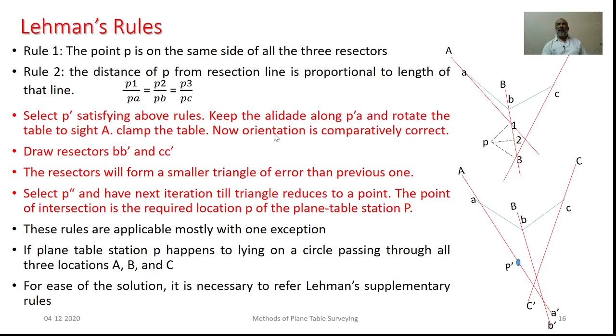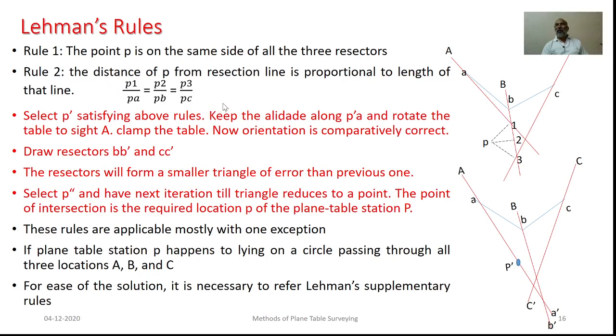The second rule tells us the distance of P from a resection line should be proportional to the distance of the respective ground station from the plane table. So, in simple words, if capital A is the farthest station, the location adopted for P on the paper should be farthest from resector aA as compared to its distance from resector bB and resector cC, and so on. Mathematically, P1 by PA should be equal to P2 by PB, which should be equal to P3 by PC.